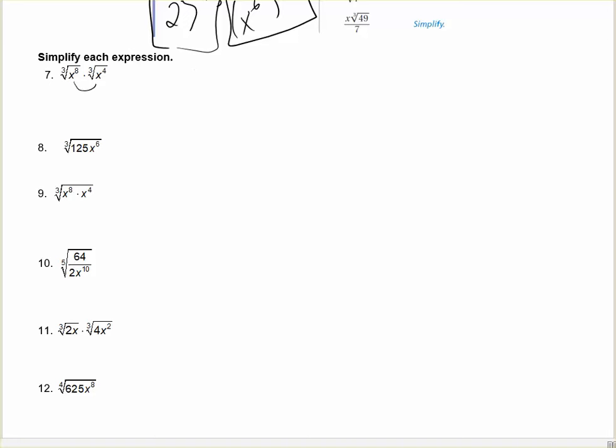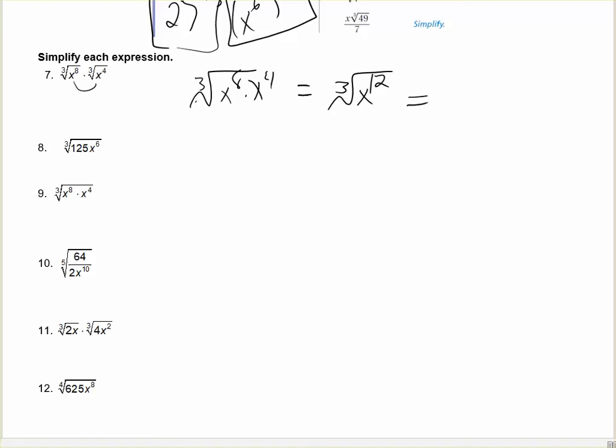So I'm going to multiply x to the 8th times x to the 4th, and that would give me the cubed root of x to the 8th times x to the 4th. But when you multiply the same bases, you add their exponents. So that's the same as the cubed root of x to the 12th.